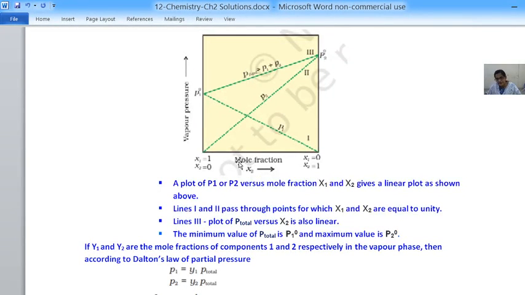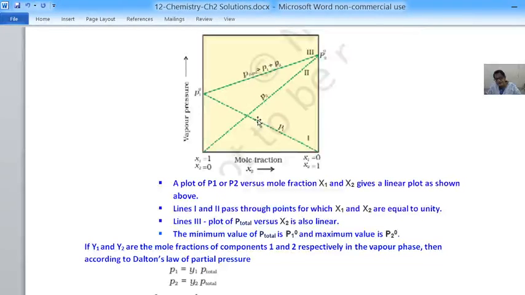You can see the pointer. So it is increasing in this direction, and finally the value of chi1 becomes equal to 1. So this is the direction in which the value of chi1 is increasing. Now we will see the plot. Now you can see that as the value of chi1 is increasing, that is as the mole fraction of component 1 is increasing, you can see line 1, the partial pressure is also increasing.